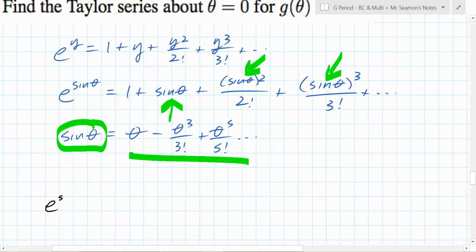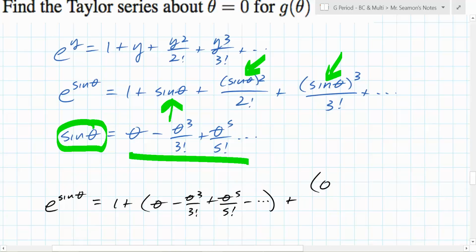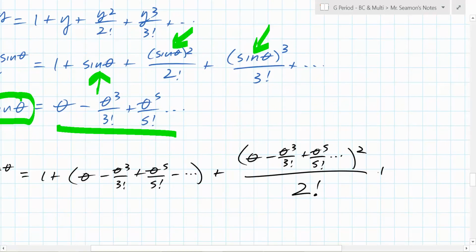So we now know that e to the sine theta is going to be equal to 1 plus, instead of sine, what do I write? Ooh, this thing, right? Yay, dot, dot, dot. And then we have the next term, but instead of sine, what do I write? Ooh, this again. You don't like this, right? No. Good. I'm glad that you don't like it, because it'll keep you from doing too much work. Over what? And it keeps going, right?